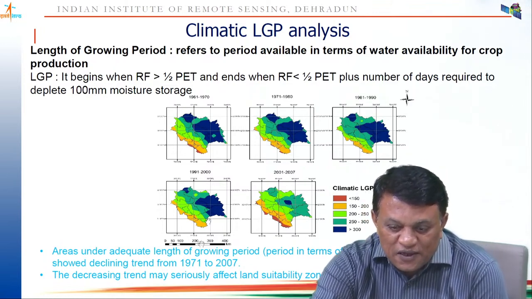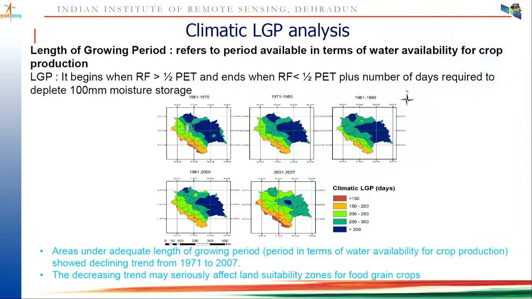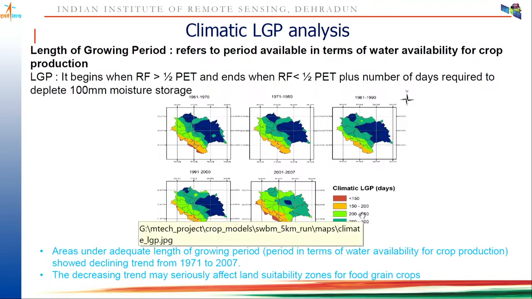So here you can see, as we go from 1961 to 1970, the water availability, the length of growing period, is very high, and then it is declining. From 1991 to 2000, it declines and declines. So the length of growing period is declining, meaning the number of days of water availability is declining. Water is crucial to produce crops.